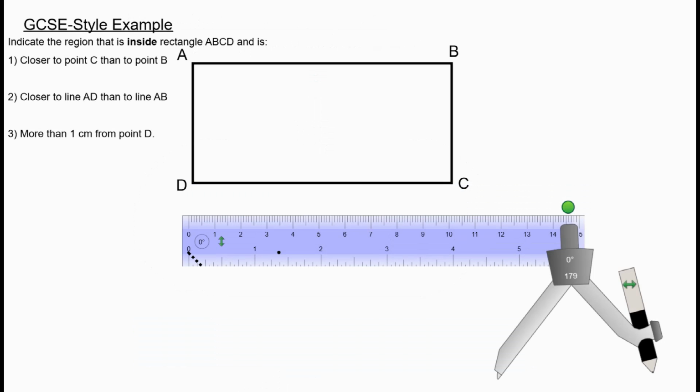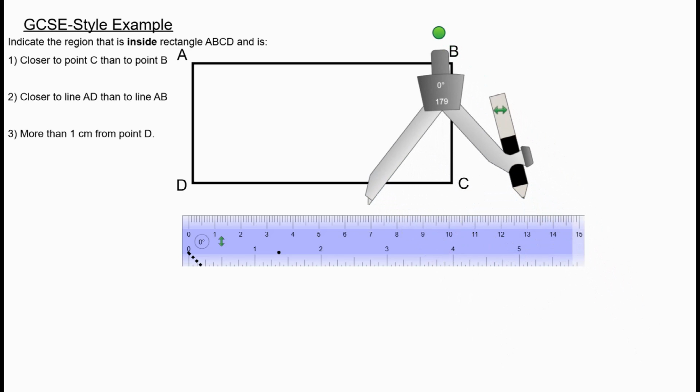Here is a C-style example. We want to indicate the region, so we're going to do this by shading inside the rectangle ABCD, which follows these 3 rules. Firstly, we want the points to be closer to C than to point B, so I need to do the perpendicular bisector of BC.